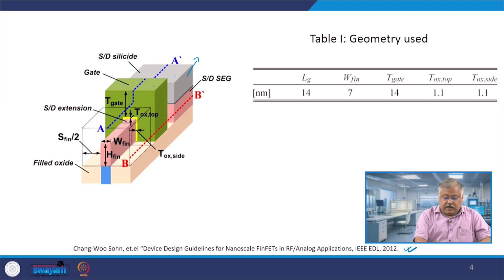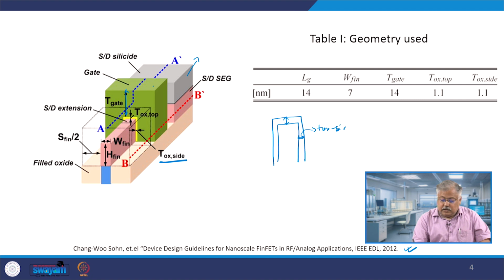The T gate and T oxide: you can see T gate is the thickness of the gate here. Tox, the yellow colored one, is the oxide thickness for the top gate, and T oxide side is for the side one. So, it is something like this. You have a tunnel here, and this is my yellow colored one. So, this happens to be my Tox here on the top, and this is Tox at the side. It might be true that the Tox top might be equal or might not be equal to T sideways.